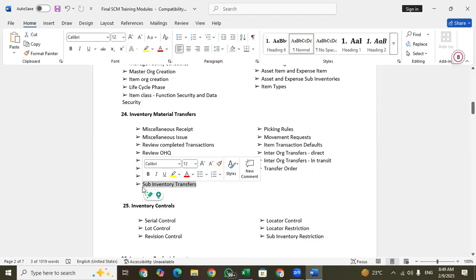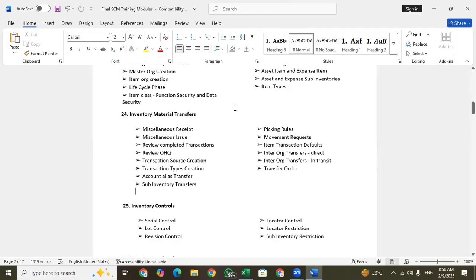For example, in your home itself, if you are getting an amount from the bank, that we call a transfer order. If you are getting your amount from your sister or from within the home, that we call a sub-inventory transfer, because you are getting the material within your home itself. Like this, every comparison will be explained over here in a clear manner.